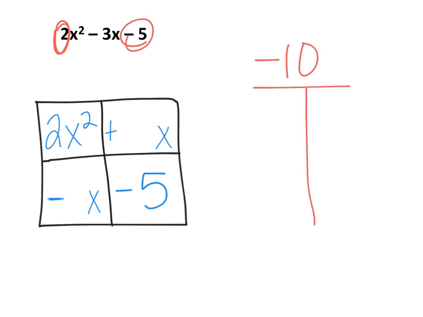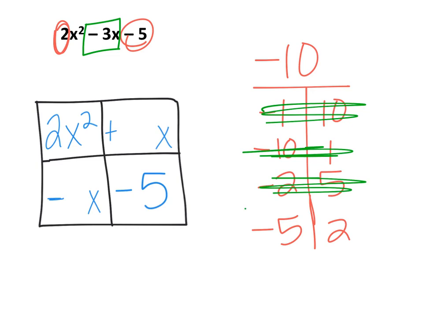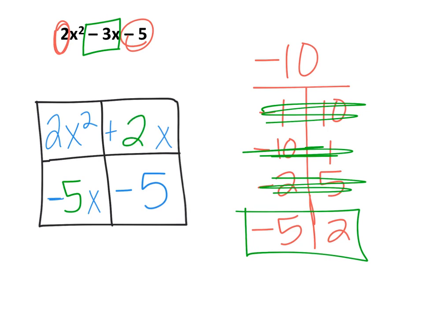So two numbers that multiply together to equal negative 10. So negative 1, 10, negative 10, 1, negative 2, positive 5, and negative 5, positive 2. And let's go ahead and see which ones of these add together to equal negative 3. Not this one, not this one, and not this one. So it has to be that one. So I'm going to go ahead and plug it in. So negative 5, positive 2.